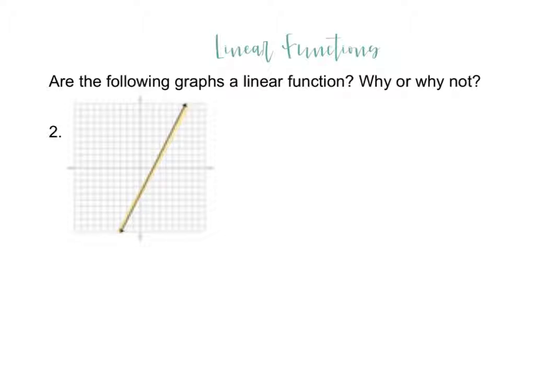What about the second one? Well, when graphed, it is a straight line. So I would say that this is a linear function because it's a straight line. And because it's a straight line, that means that it has a constant rate of change.